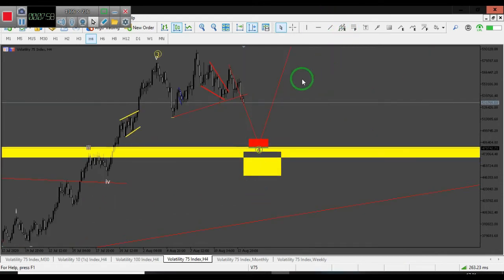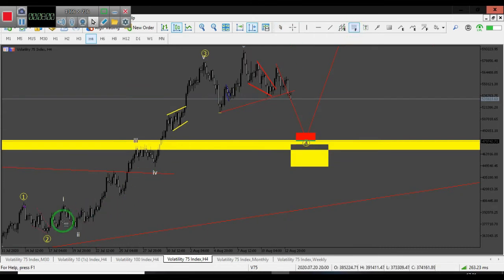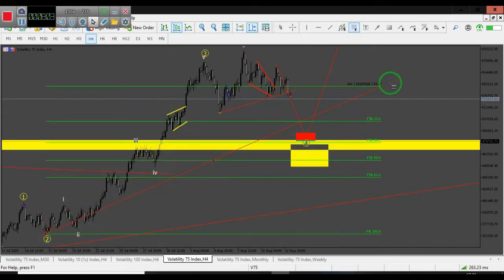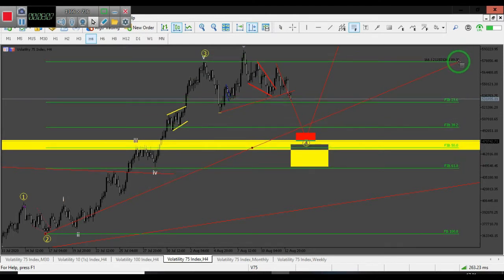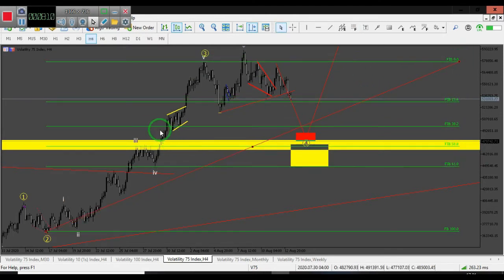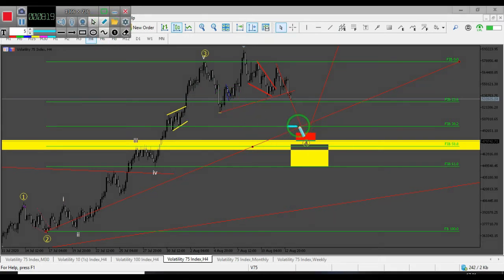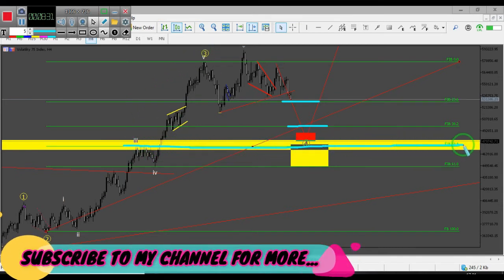So let's check what we have. Right, for wave 4, this is our 38, this is our 23, and our invalidation level will be the 50%.